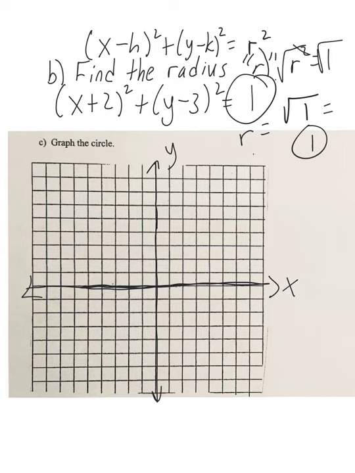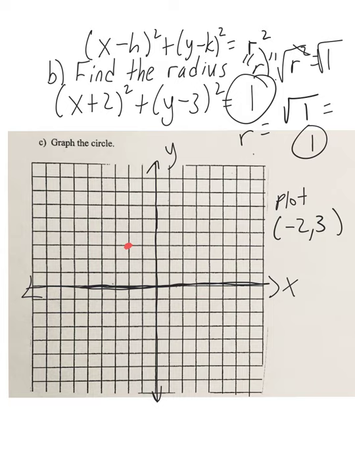And step 1, you're going to plot the center first. If we look back to the last slide, we said the center is at negative 2, 3. So I'm going to go from the origin, left 2 boxes, up 3. We should make it right here in red pen.